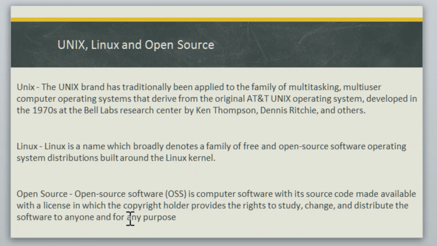So open source software is computer software with its source code made available with a license in which the copyright holder provides the rights to study, change, and distribute the software to anyone and for any purpose. So guys, this is different from Microsoft. In order to use Windows or any of their Microsoft servers, you actually have to pay to get a license from them to use it, okay? Linux is open source, meaning you can just grab it, download it, and start using it, okay?